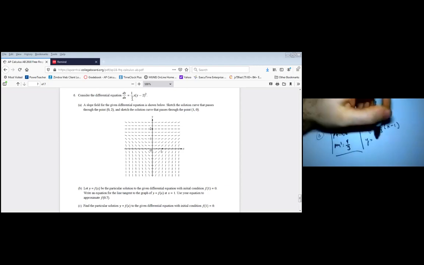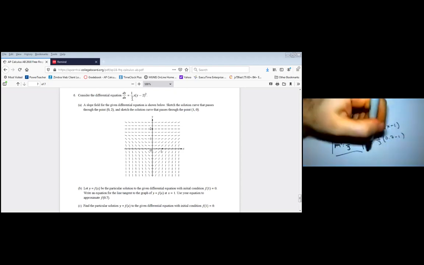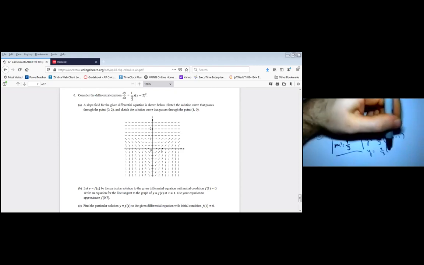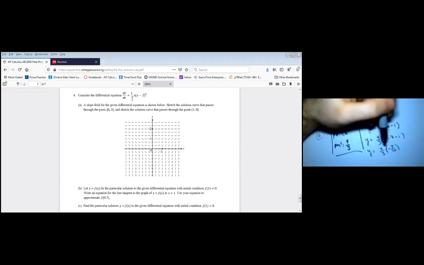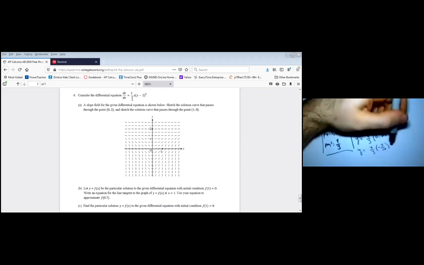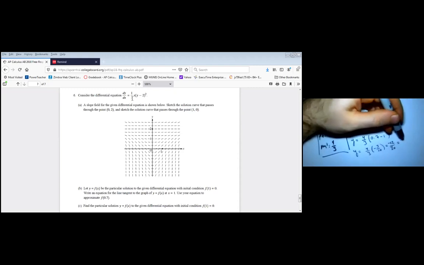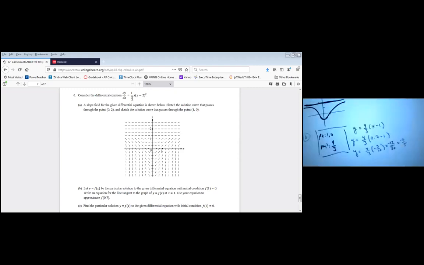So this would be y is equal to 4/3 times 0.7 minus 1. Y is equal to 4/3 times -0.3, also known as -3/10. If you were to do that math, that's -12/30. That's really -2/5. Any questions on part B?